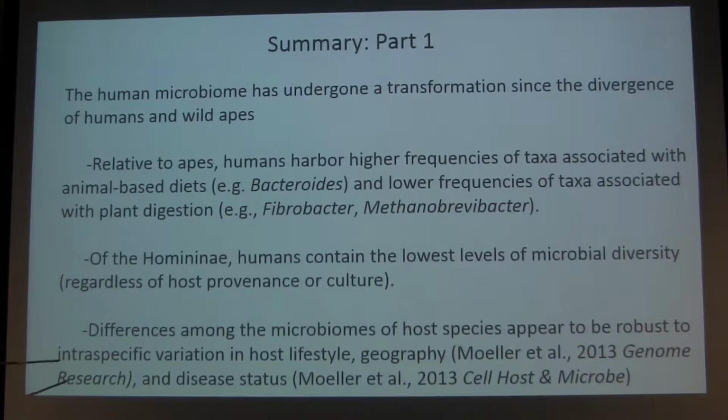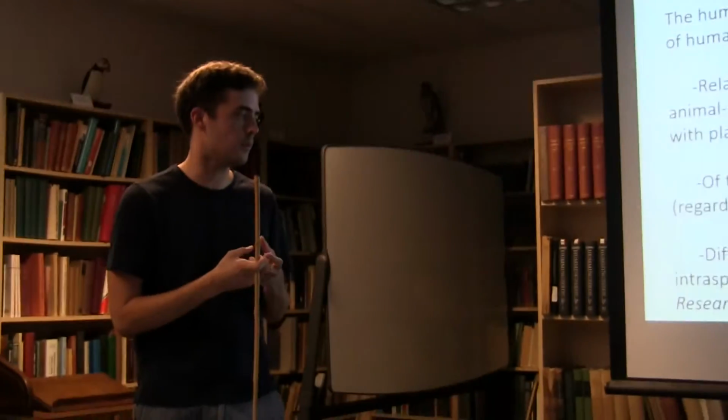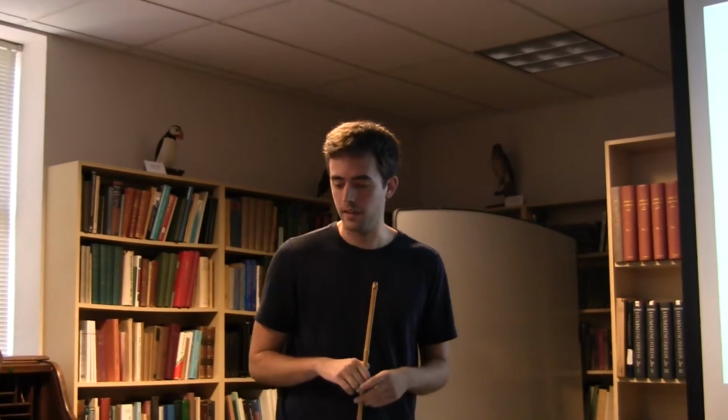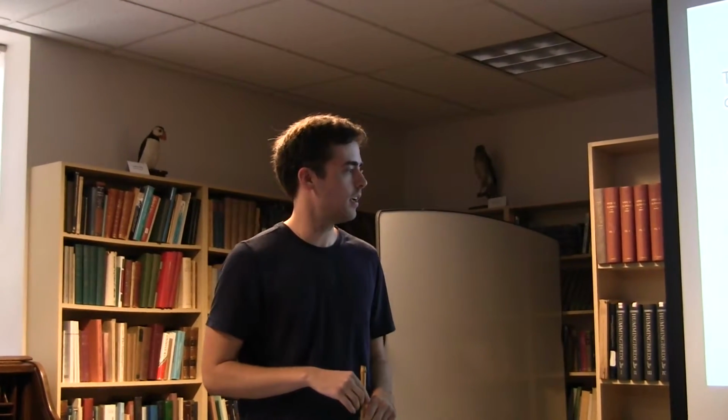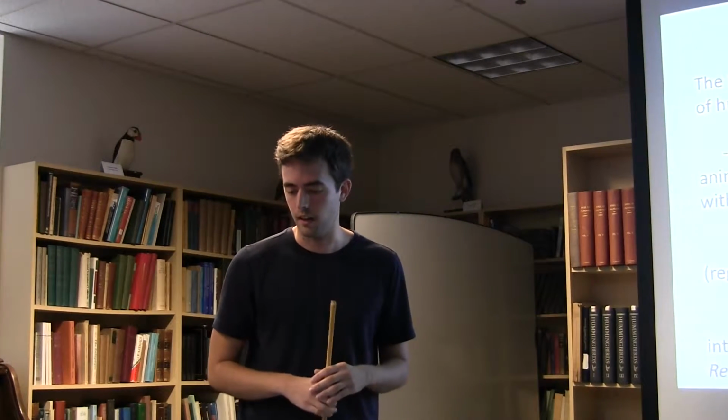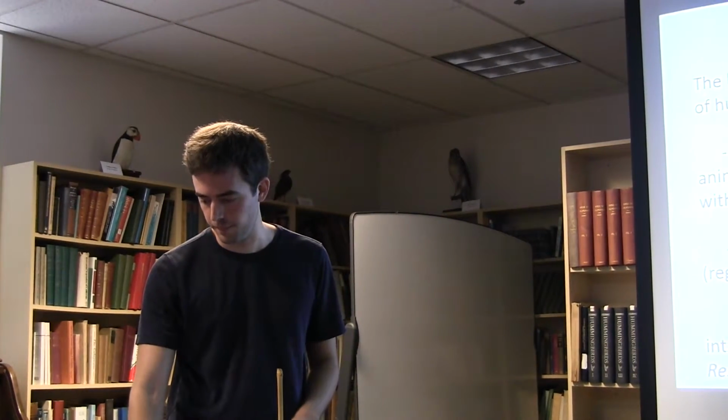And I just wanted to mention too that the differences we observed among the microbiomes of the different host species appear to be robust to variation in lifestyle, as well as geography and disease status. So we've also looked at sympatric and allopatric populations of chimpanzees and gorillas and found that they maintain their distinct gut communities even when living in sympatry. And we've also looked at chimps who are infected with SIV, an immunodeficiency virus related to HIV of humans, and found that although they do experience some alterations in their gut communities, they still maintain the chimpanzee-typical gut community.